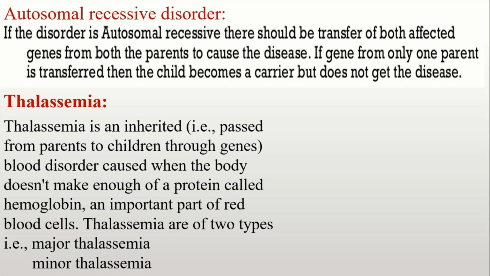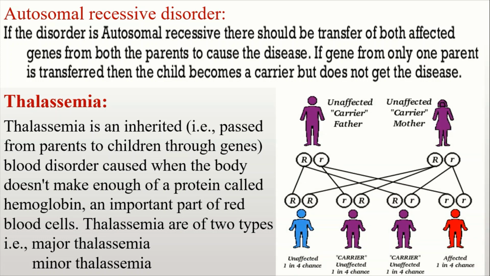Autosomal recessive disorder means when both father and mother are carriers or both are patients of thalassemia. Only then does it dominate in the offspring. When marriage is held between paternal or maternal cousins or between close relatives, there is a higher probability of giving birth to a child with thalassemia.